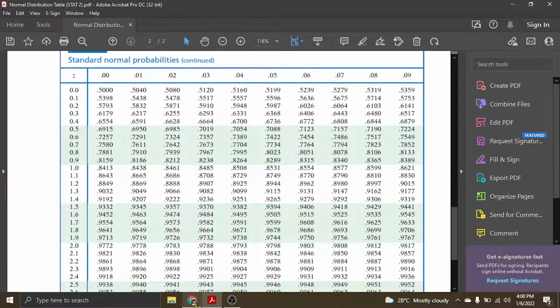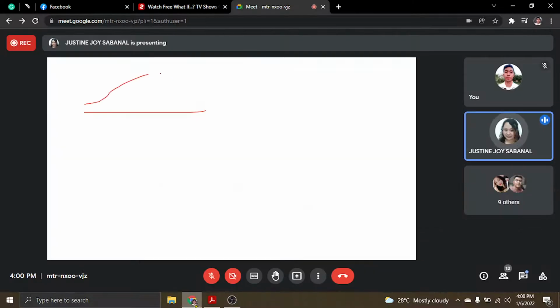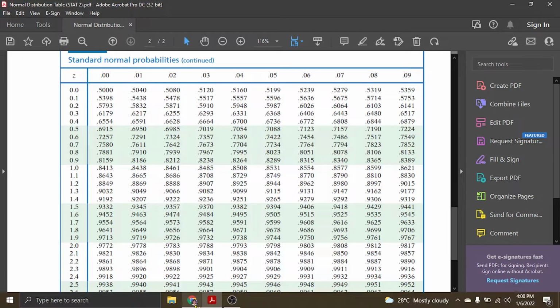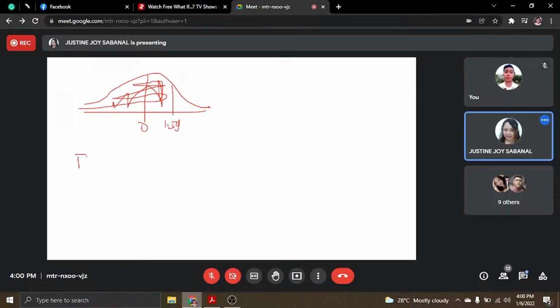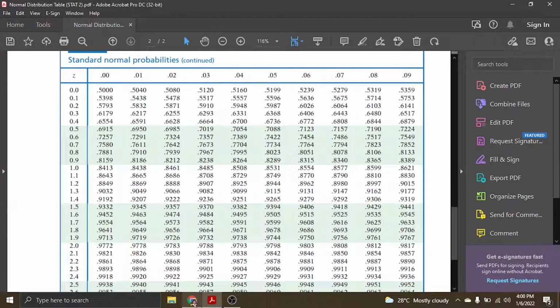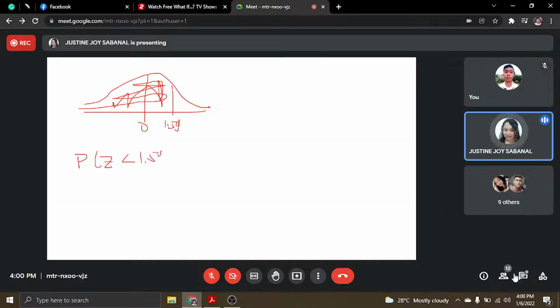Thank you. Again, ito yung ating illustration kanina. 0, 1.54. Yung portion na nasadan natin is equivalent to 0.9382.